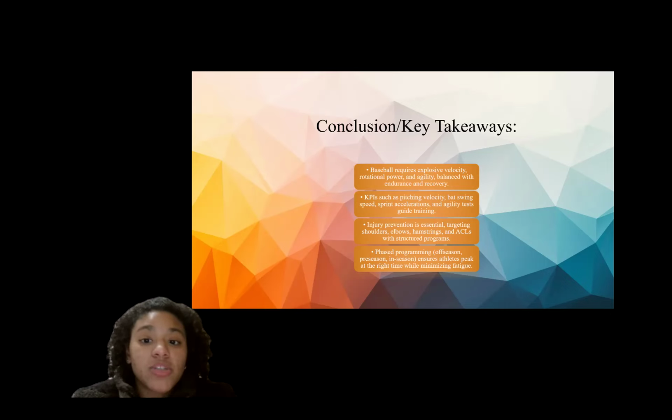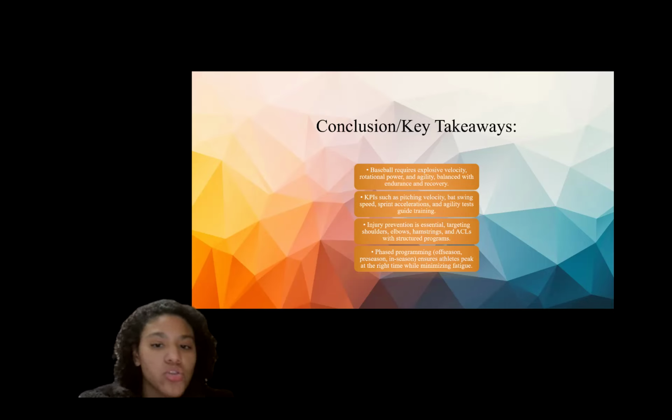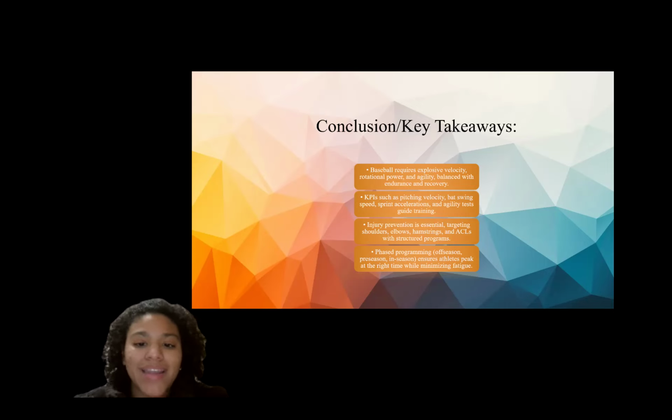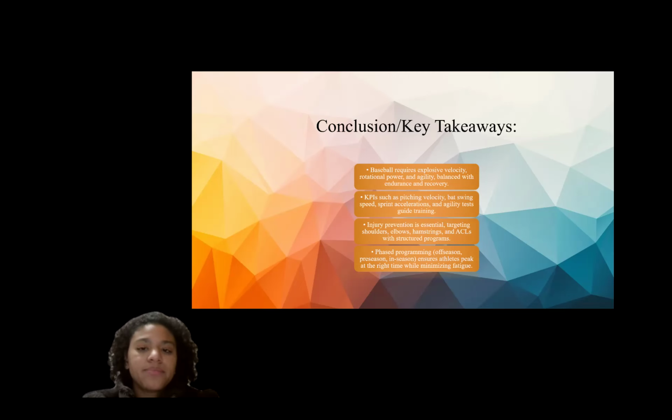So baseball requires explosive velocity, rotational power, and agility, balanced with endurance and recovery. KPIs such as pitching velocity, bat swing speed, sprint accelerations, and agility tests guide training. Injury prevention is essential, targeting shoulders, elbows, hamstrings, and ACLs with these structured programs. Phase programming like off-season, preseason, in-season ensures that athletes peak at the right time while minimizing their fatigue.